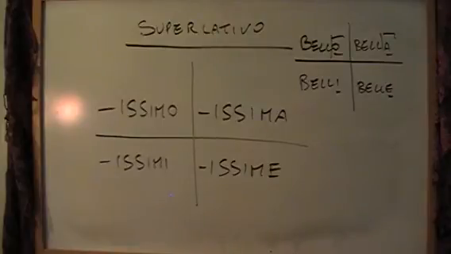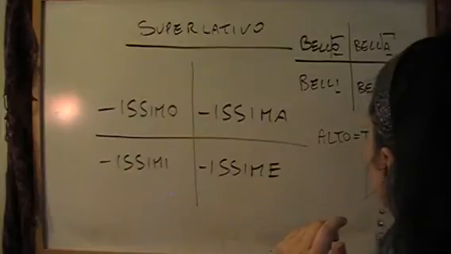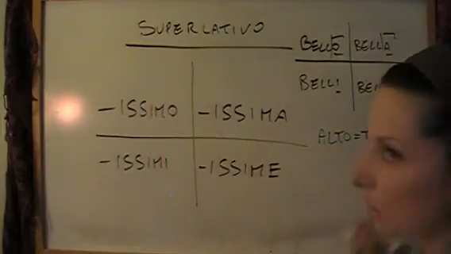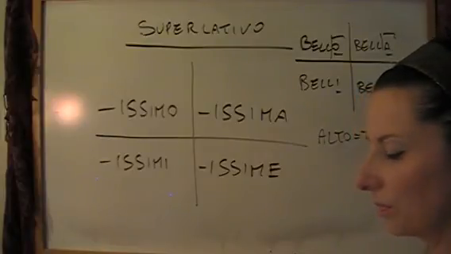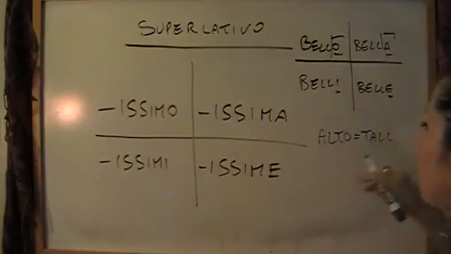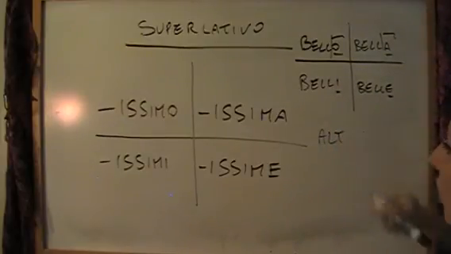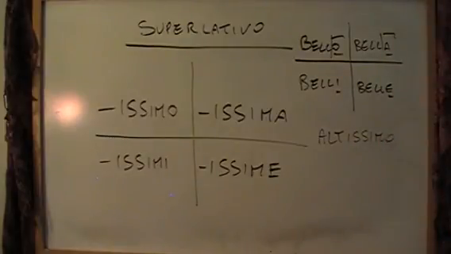For example, alto. Alto means tall, okay? A guy that is super tall because, I don't know, he is a basketball player. So we take alto, we just take away the O, we add issimo if he's a guy, and it means super tall. That is the way it works, and this is the end of this video.